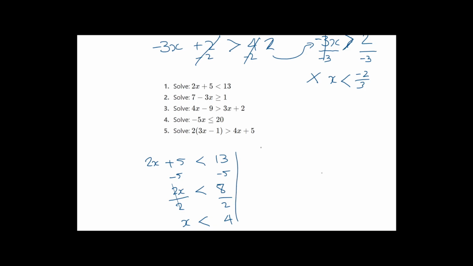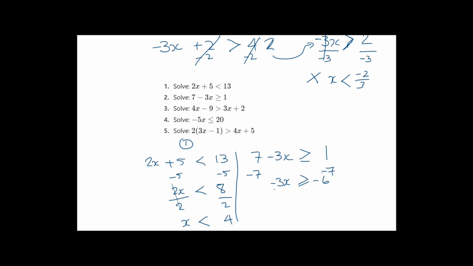Let's do number 2. And this one is 7 minus 3x is greater than or equal to 1. Okay, first thing we want to do is get rid of the 7. Take 7 away from both sides. We can do that. We're not multiplying or dividing by negative 7. We're just taking it away. So negative 3x must be greater than or equal to negative 6.